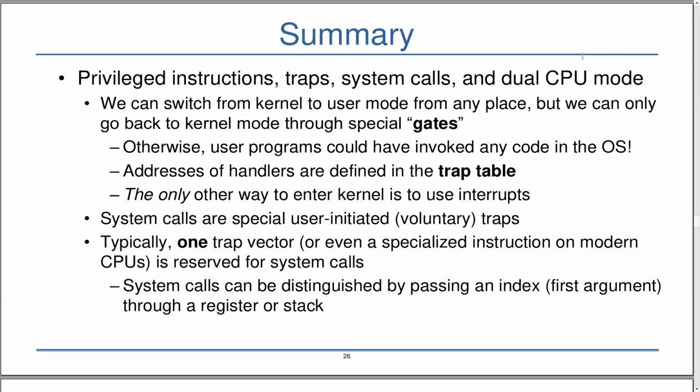Typically, you just reserve one trap vector or special instruction, in the case of x86-64, for system calls. One system call can be distinguished from another by using a special index. So 0 corresponds to one system call, 1 corresponds to a different system call, 2 corresponds to yet another, and so on, right? Think of it as just some first argument to a function. But fundamentally, you're calling the same function or the same trap vector.